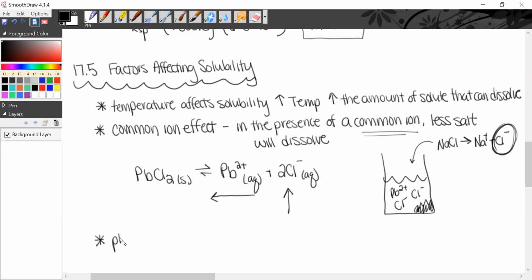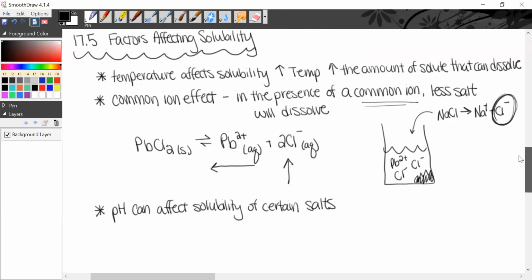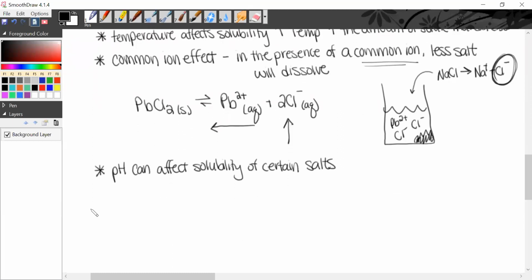Lastly is pH. pH can affect solubility of certain salts. Not all salts, right? All salts will be affected by temperature. All salts will be affected by a common ion. pH only affects certain salts depending on what they're composed of. And you'll see what I mean here when we do a little example. All right, so let's do a pH example.